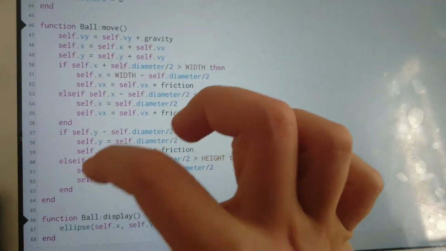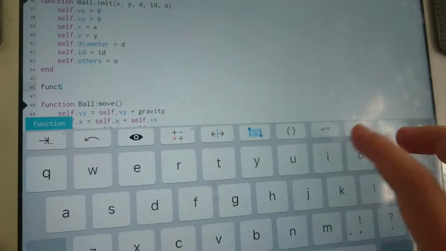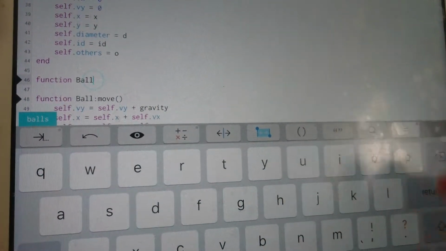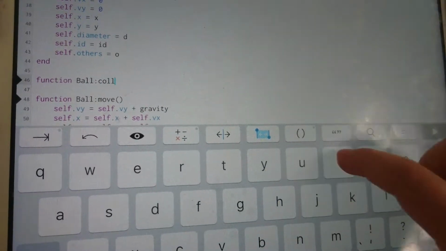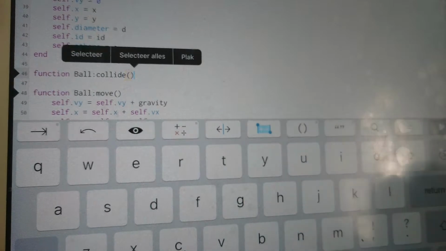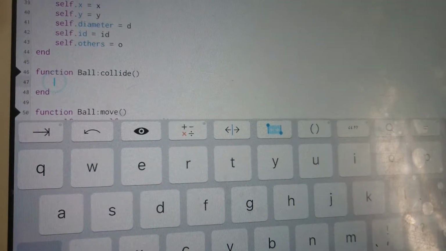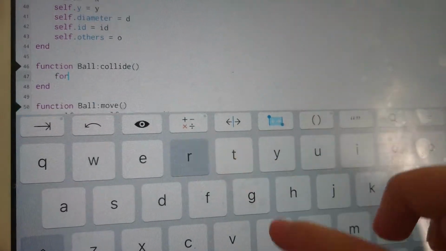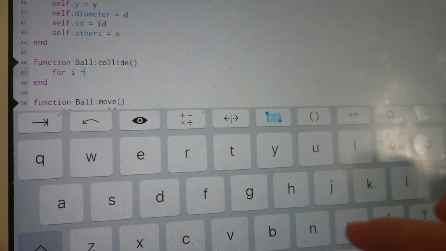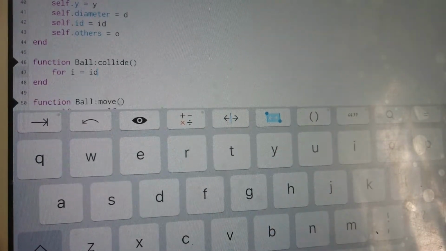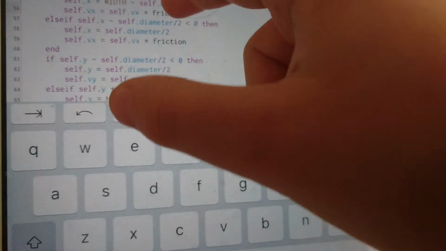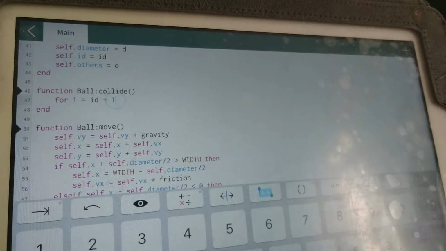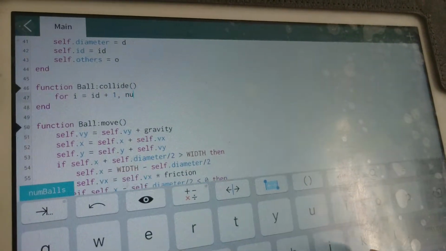So I'm going to write a function for the ball called collide. It worked, that's kind of interesting. And what collide is going to do is have a loop for i equals ID plus 1, comma num balls.